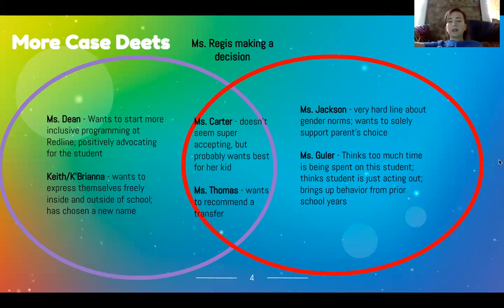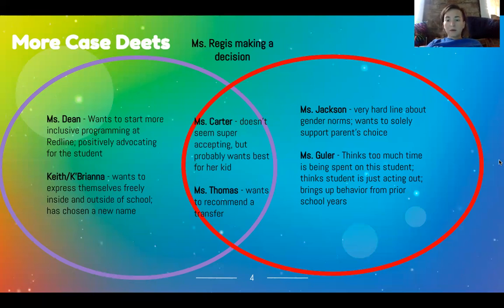So over in the red circle, we have Miss Jackson, who throughout reading the case was very hardlined about gender norms, keeping those traditional gender norms, and was very adamant that they should support Miss Carter's parenting choices, regardless of maybe what harm it does to the student. And then we have Miss Guler, who thinks there's too much time being spent on this particular student. They think the student is just acting out. They saw behavior last year of this student doing certain activities, and she just thinks that the student is attention seeking.